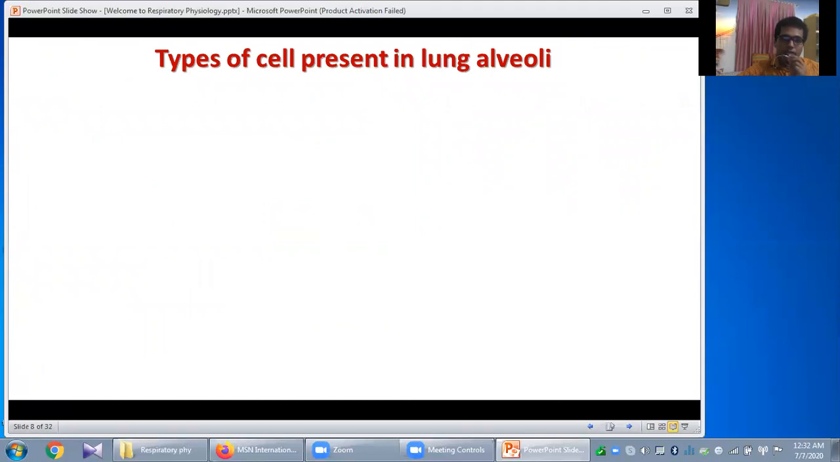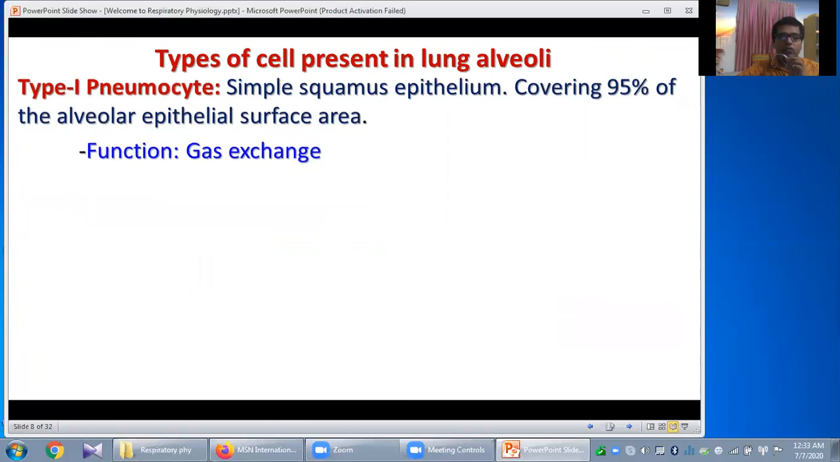What types of cells are present in the lung alveoli? There are actually three special types of cells. Number one is called type 1 pneumocyte. These cells are actually simple squamous type of epithelium, covering 95% of the alveolar epithelial surface area. And the main function of this type of epithelium is that it allows gas exchange.